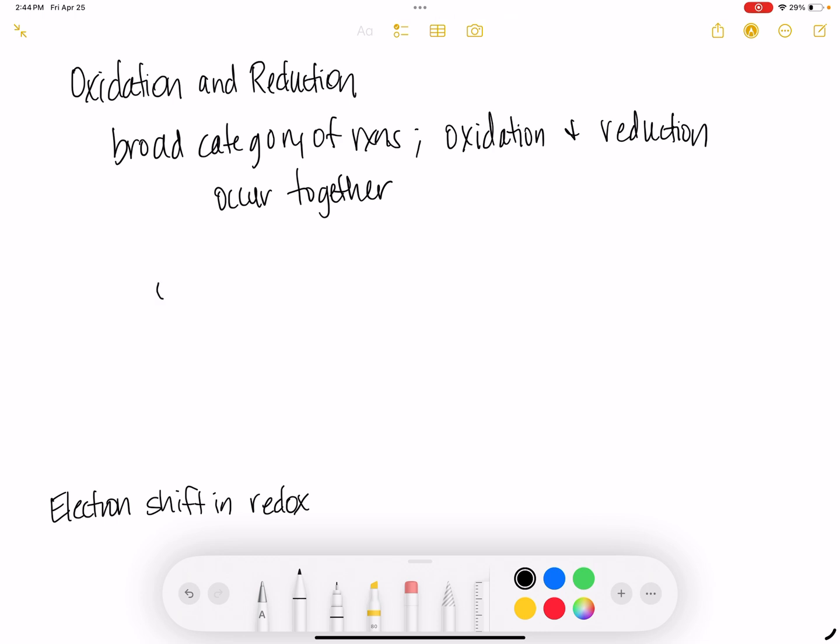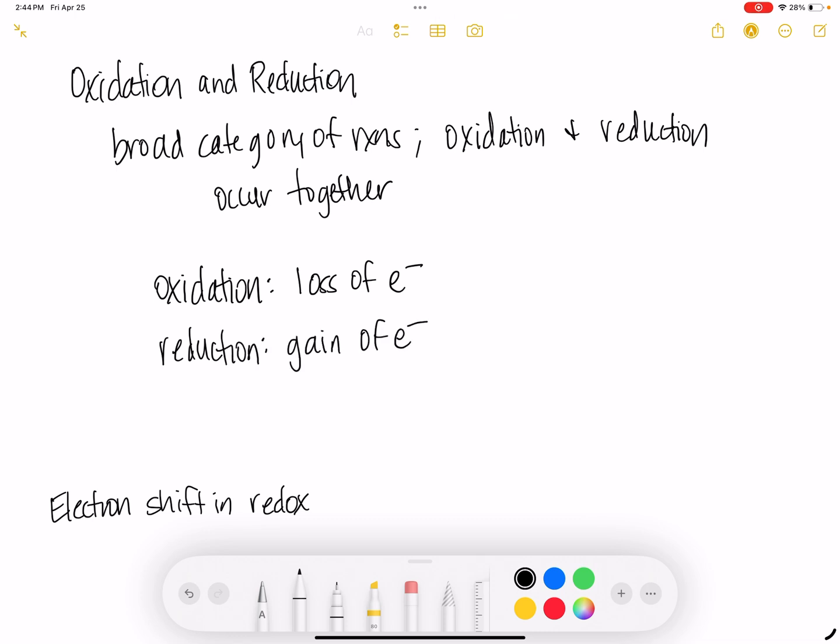So what are they? Oxidation, you might think it involves oxygen, and that's actually what early chemists thought too, but a lot of other things can be oxidized other than just oxygen. Oxidation is actually just defined as the loss of electrons. That's all oxidation is. And maybe you might guess that reduction then is the gain of electrons.